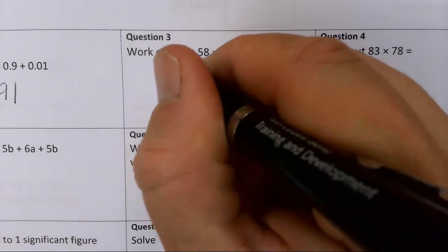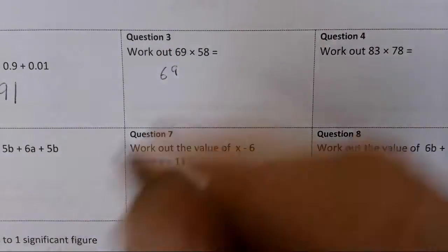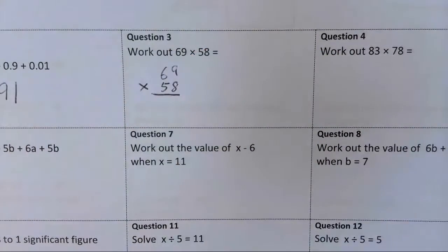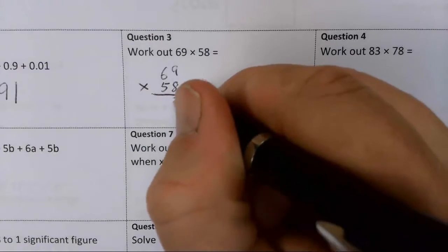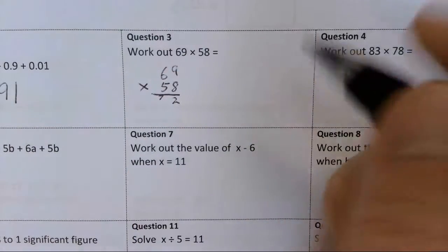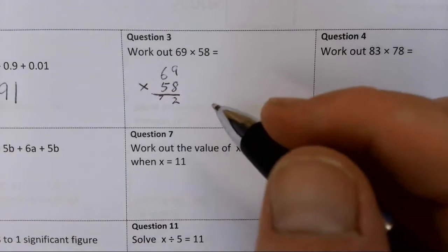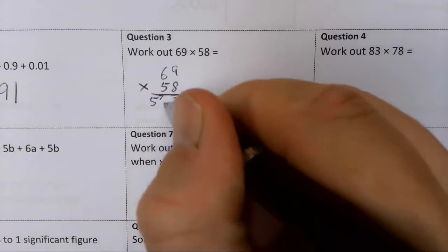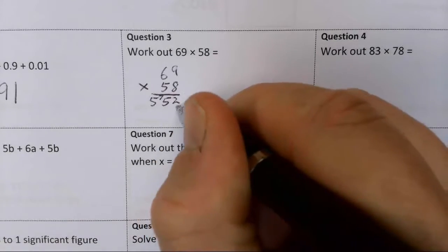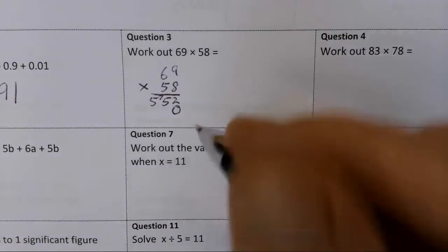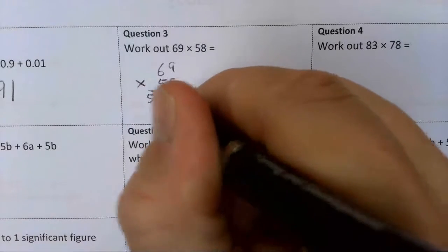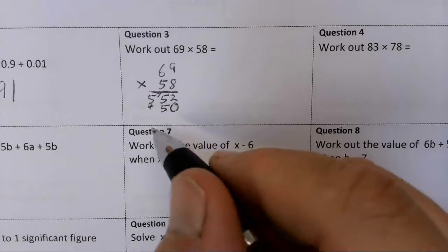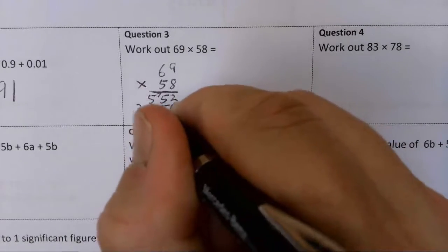So we'll do 69, and we're going to multiply that by 58. And if you've not got this solid, you need to practice it. 9 times 8 is 72. 2, little 7 there. 8 times 6 is 48, plus 7 is 55. Put a 0 here. 5 times 9 is 45, so the 5 goes here, a little 4 there. And 5 times 6 is 30, plus the 4 gives you 34.